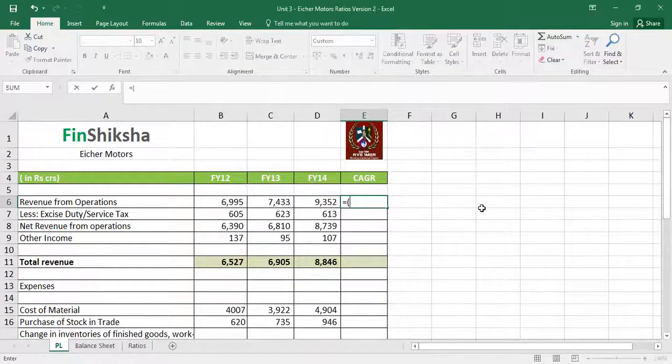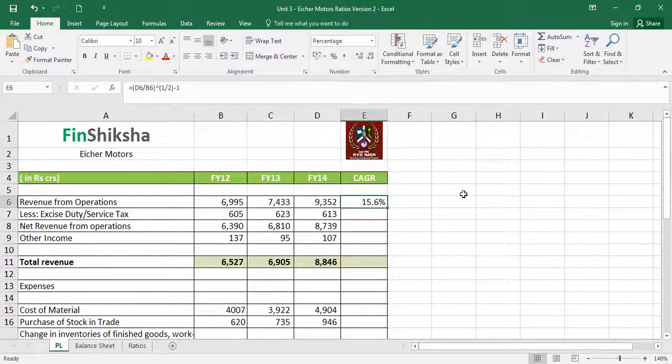So open bracket, final value divided by initial value. That's the first part of the equation. Raised to the power 1 by 2. That's because we have 2 years here. Minus 1. And this is calculated in the numbers scenario, so we will have to convert it to percentages and add a decimal point here. So about 15% CAGR in sales is what this company has seen.